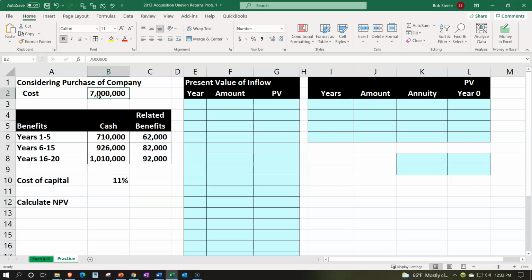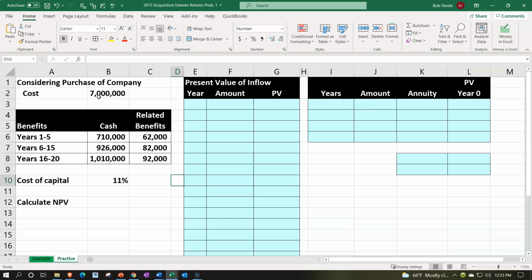We then have the inflows that we're estimating from the acquisition. We have the cash inflows that are direct, and then the related benefits, which you might call synergistic benefits, meaning our current operations we're expecting to be increased and advanced due to the acquisition. So years 1 through 5, we're expecting $710,000 and $62,000. Years 6 through 15, we've got $926,000 and $82,000, and 16 through 20, $1,010,000 and $92,000.